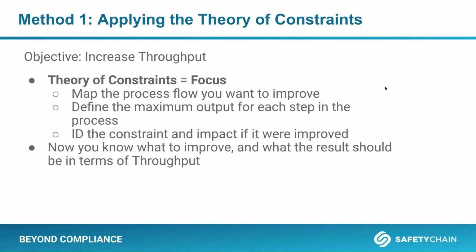But until we fix that constraint or improve that point in the process, all those other efforts around that are just fun exercises for process improvement. Not saying they're not important, but you won't see that throughput gain. So now that you know what to improve because you've done this process, you've identified the constraint, and you know what the results should look like in terms of throughput in this scenario and what you should do, you've got a focus point.